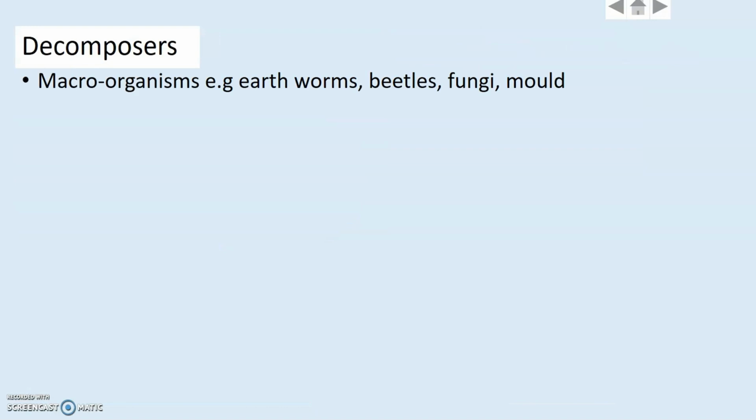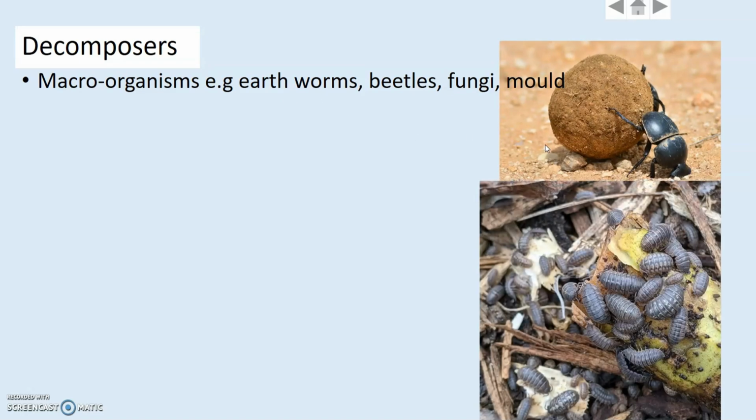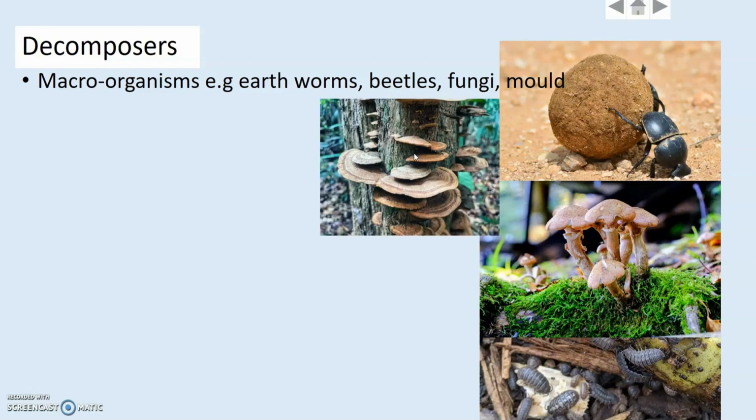Decomposers, they are really worth a little more discussion. The macroorganisms are the ones you can see, like earthworms, beetles. Here's a dung beetle. Other decomposers at work: mushrooms, which are a type of fungi. Here they're growing on a tree.